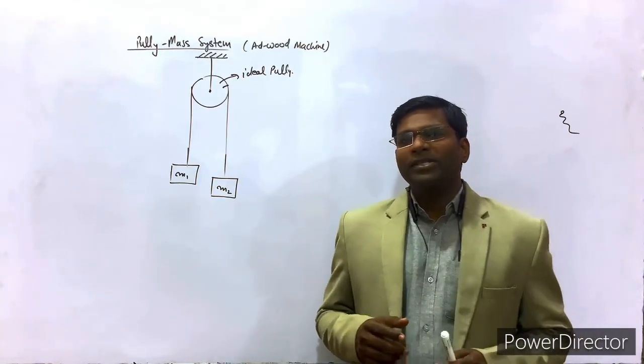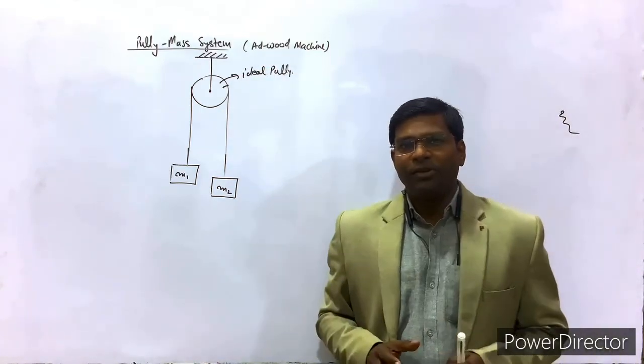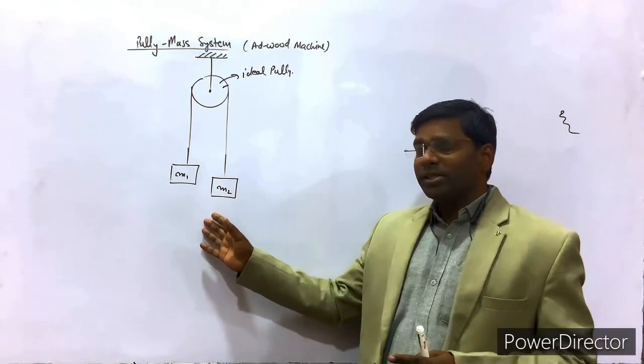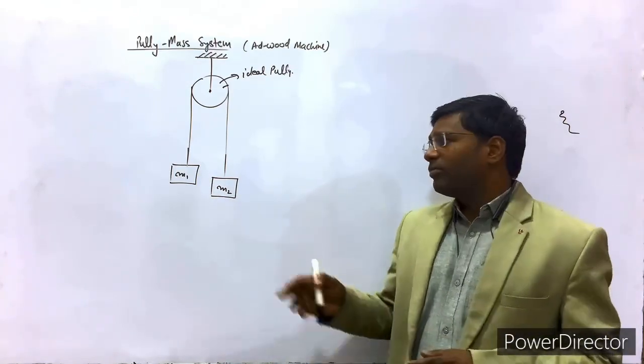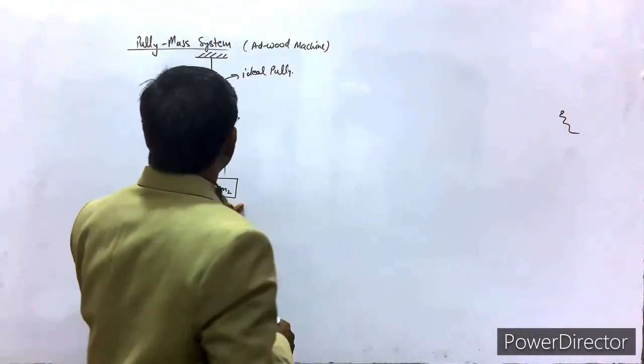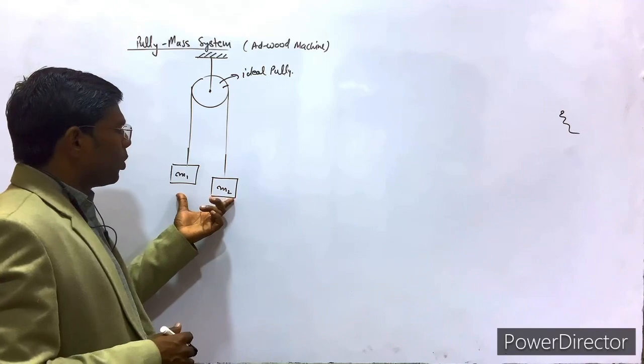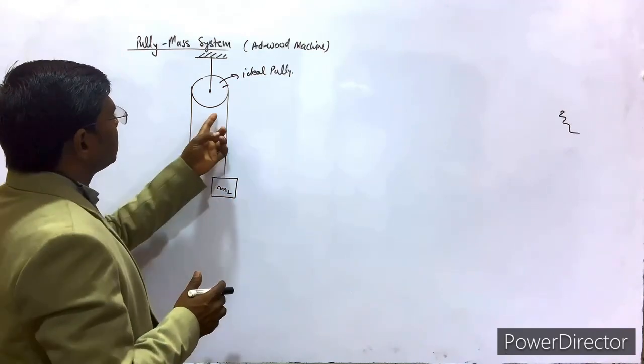Today our topic of discussion is the Pulley-mass system, which we also call the Atwood machine. Today we are going to discuss how to find the acceleration of the masses and the tension in the string. So here we go. There is a pulley and there is a string and two bodies, two masses, two blocks are connected with these strings.